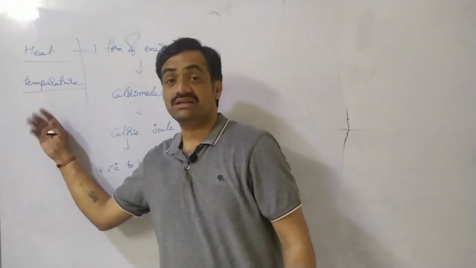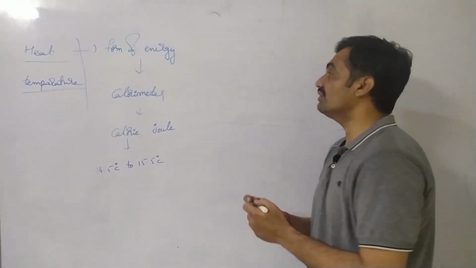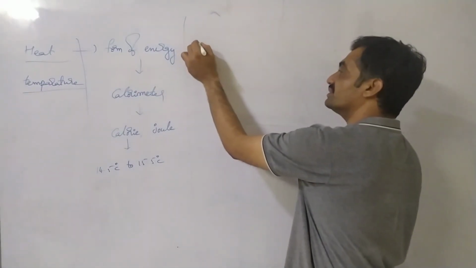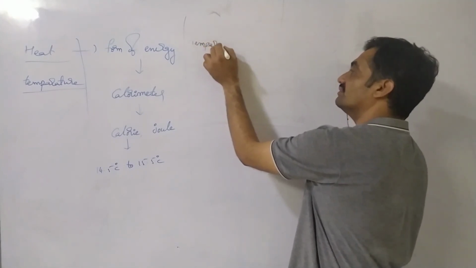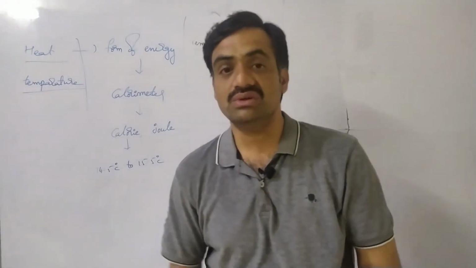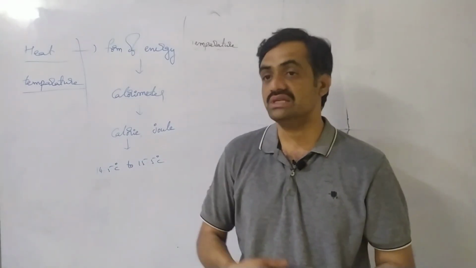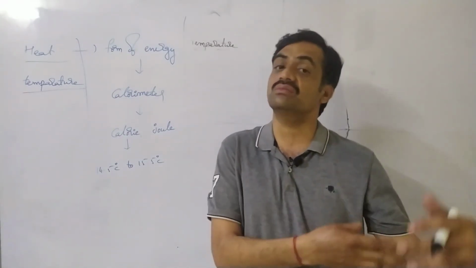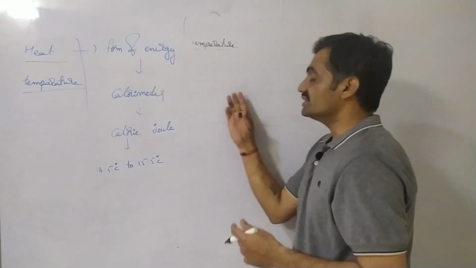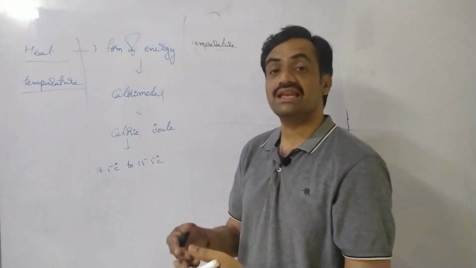Let's discuss temperature. Temperature represents the amount of hotness or coldness of the body. If we touch a body, we can say that the body is hot, or if we touch another body, it might be cool. By touching the body itself, we can say that the given body is hot or cold. The amount of hotness or coldness of the body is represented by temperature. So temperature represents the amount of hotness or coldness of the body as an exact value.